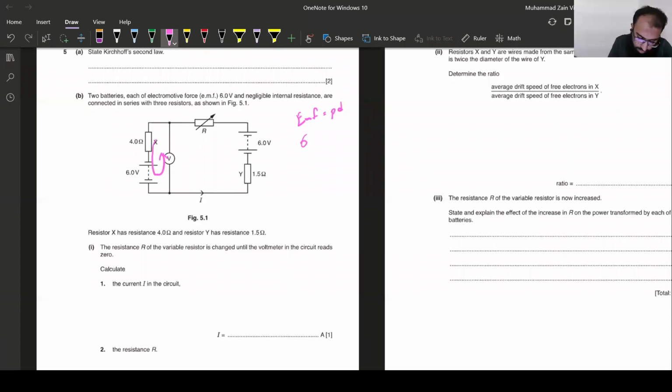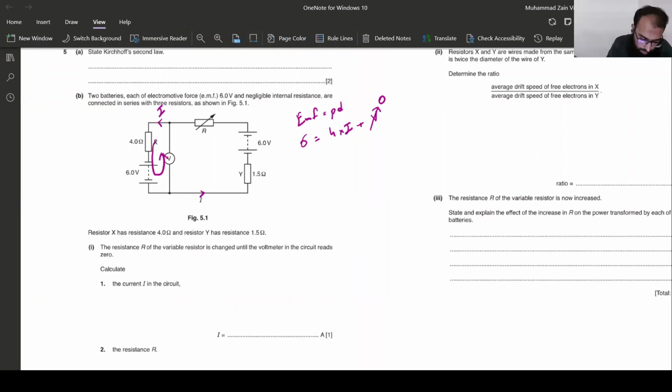which has a current flowing in this direction, which I know obviously because that's the direction of I. So 6 equals 4 times I plus the potential difference across the voltmeter. The voltmeter reading was equal to 0, so I just write nothing. But this is what I'm supposed to get. Just a second.